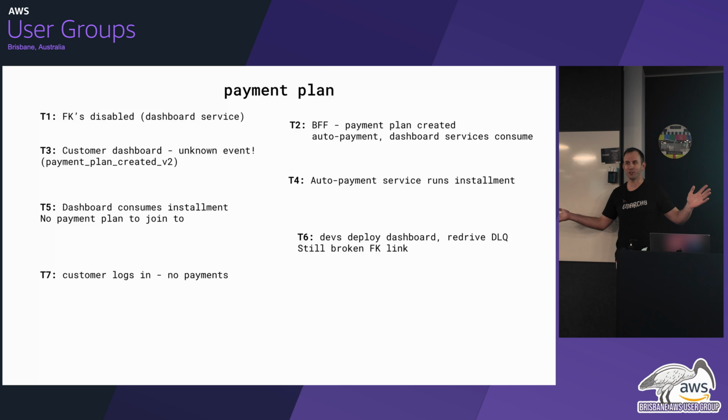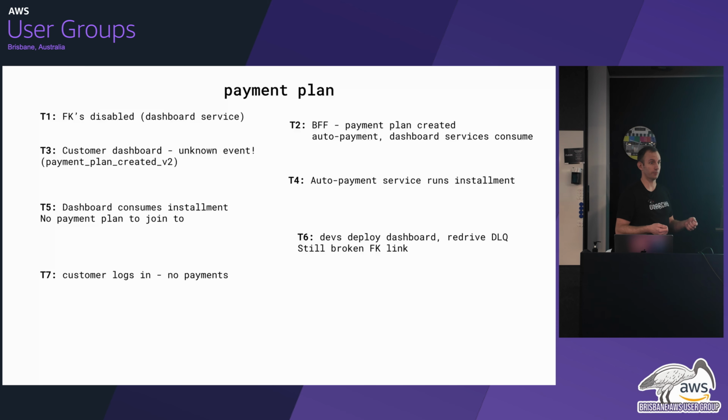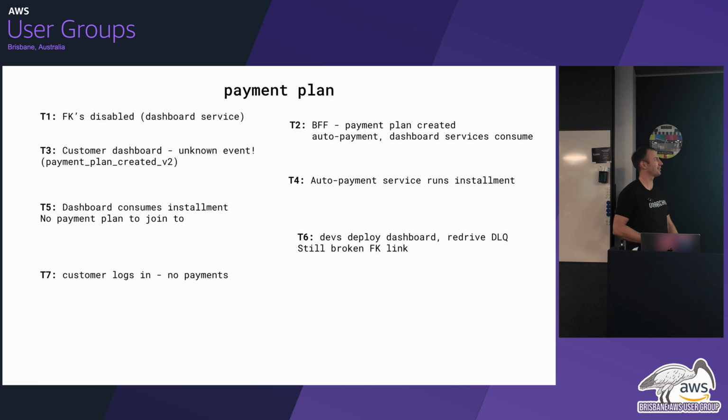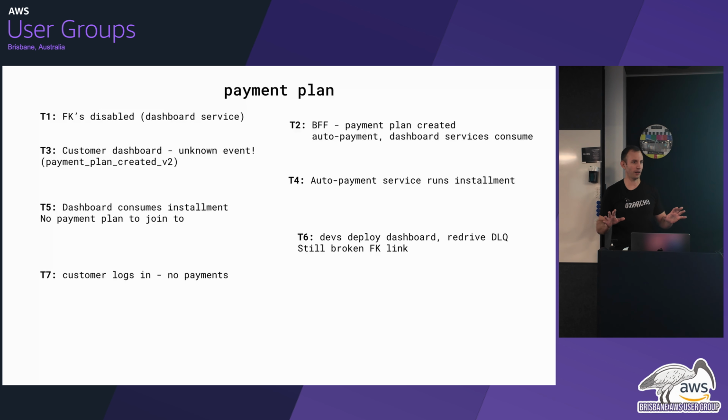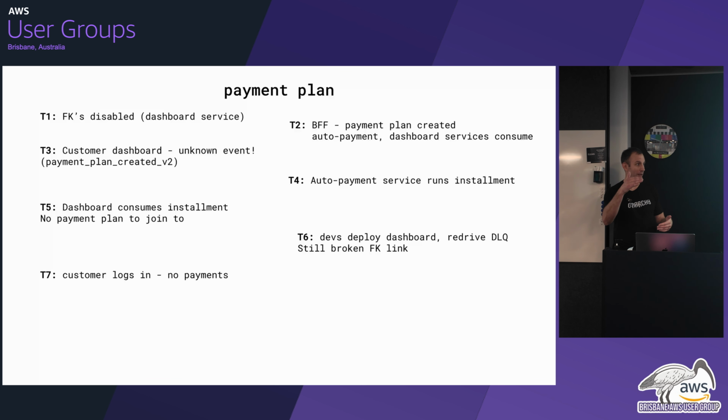Just after that, we have auto payment for the customer. The auto payment service kicks in, processes a payment for that customer, and throws that onto the bus. So there's a payment installment of $50 for customer 55. Onto Kafka it goes. The dashboard consumes it, and it's supposed to update its installments so that when the customer logs in, they can see that payment. But because the payment plan created event never got processed, when the dashboard did its join, there was no payment plan to join to. So that row is gone, and it didn't show up on the dashboard.